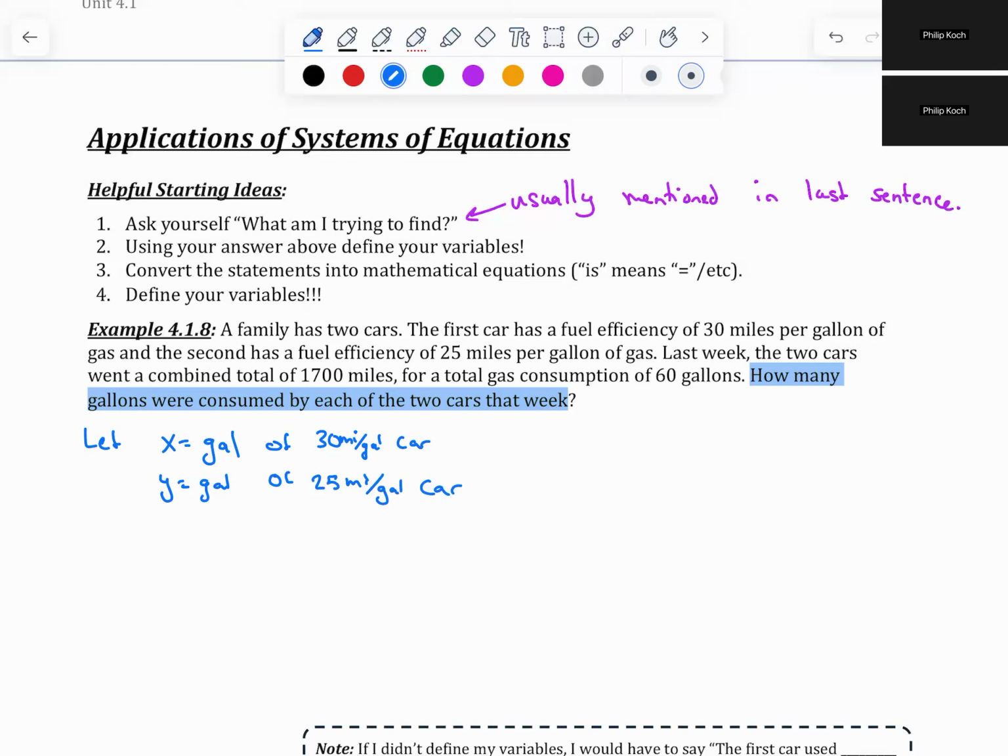This doesn't need to be super explicit on this application. You could just say let X equal gallons of first car and Y equal gallons of second car. That would be sufficient. And if you're really on a time pinch, I'm sure you could write X equals gallon and Y equals gallon, and that would be okay.